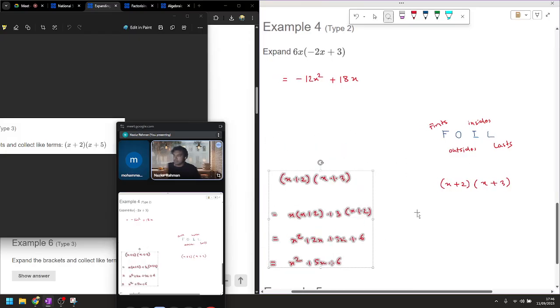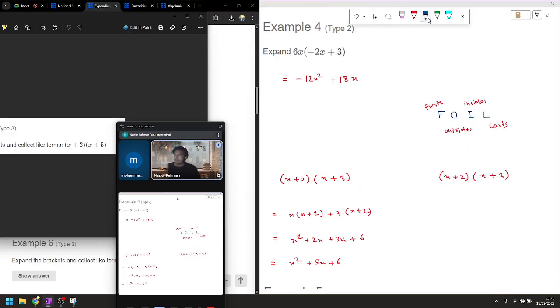So I'm just going to move that down a bit. Okay, so using FOIL, we first multiply the first two terms together. So we multiply the x and the x together. These are the first terms of our two brackets. So that gives us x squared. Then we multiply the outsides together. So multiply the x and the 3 together. That gives us 3x. Then multiply the insides. So multiply the insides of the two brackets together. So that gives us 2x.